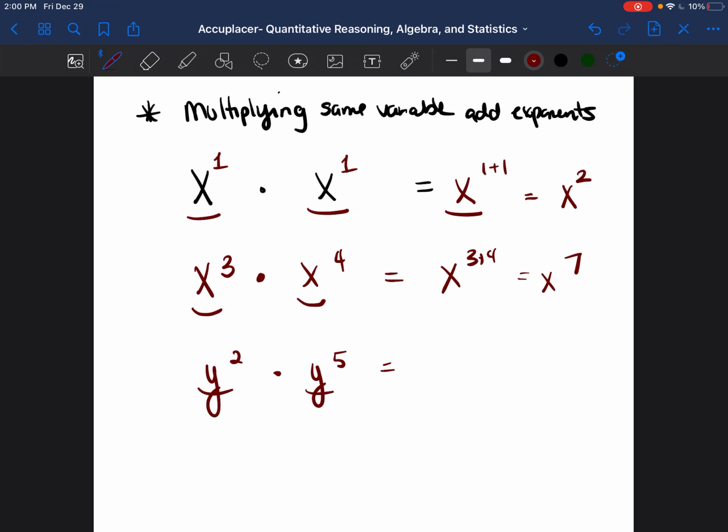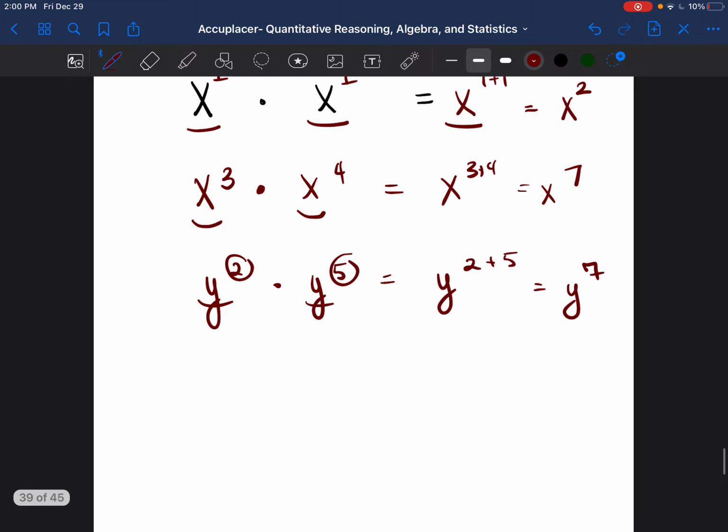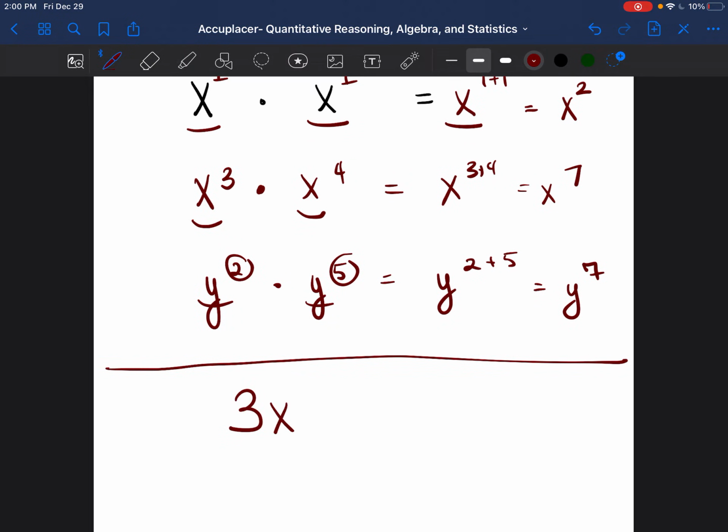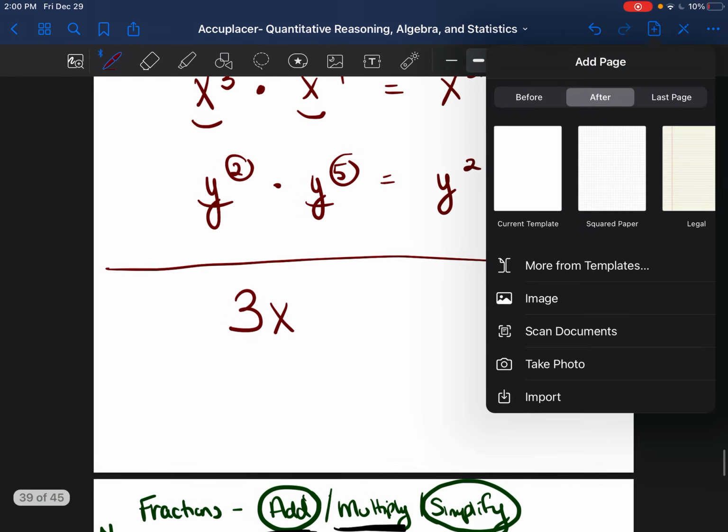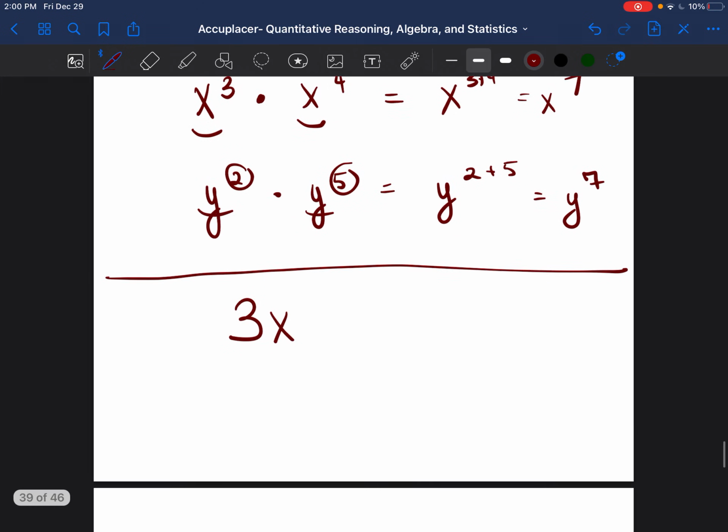Because they have the same base, you just add the exponents. 2 plus 5, y to the seventh power. Okay, and the last thing that I want to talk to you about is when you see 3x together, I want you to understand what that actually means. So when you see 3x like this, when they're written so close together, they're being multiplied.